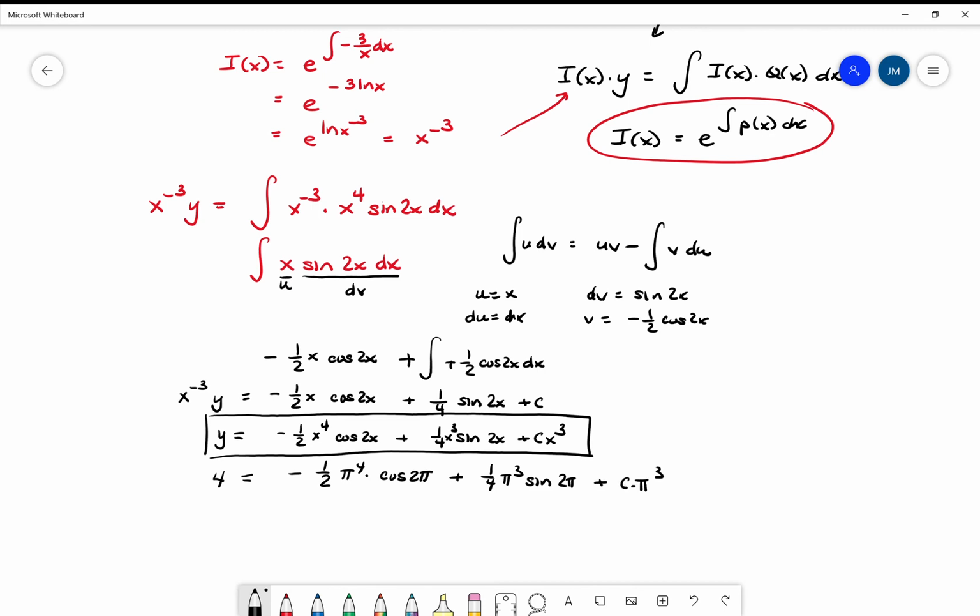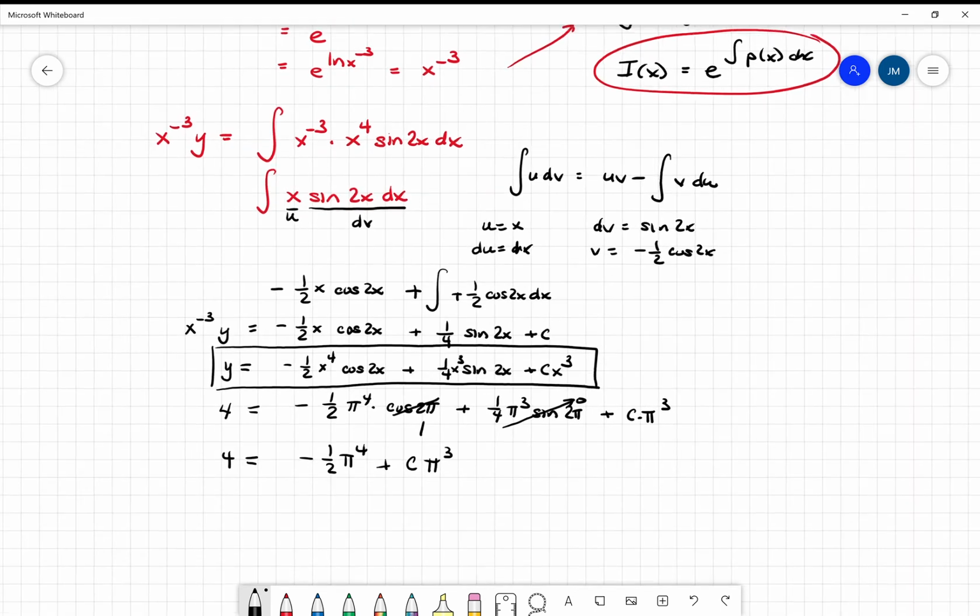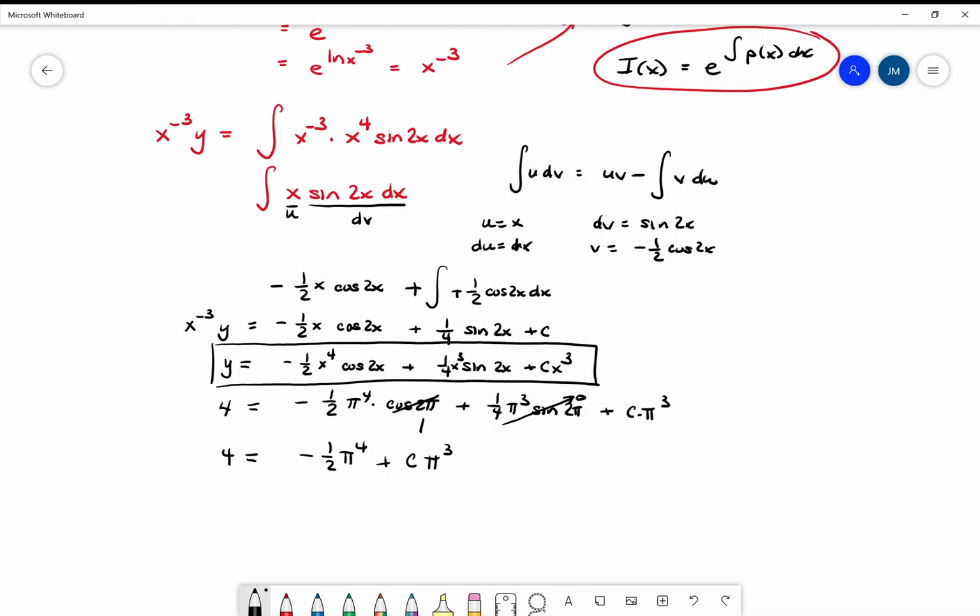So the goal is to find c. Well, let's see. Cosine of 2 pi is 1. So that means I have 4 equals negative 1/2 pi to the 4th. Sine of 2 pi is 0, so that goes away. So I have plus c pi to the 3rd. And now solving for c, it looks like I have 4 plus 1/2 pi to the 4th all over pi to the 3rd is equal to c. And if you want to get a little bit more fancy, you could write that as 4 over pi to the 3rd plus 1/2 pi.